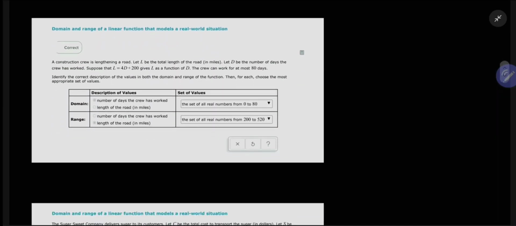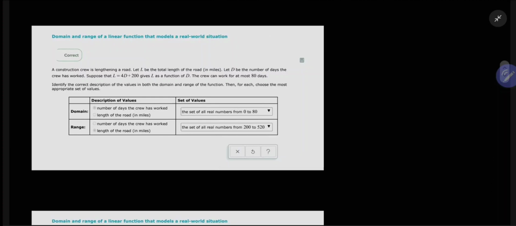So for more examples, this question looked very, very interesting to me. So we're going to find the domain and the range of linear functions that model real-world situations. So we're going to read the question, then find out what should be in the domain and range.